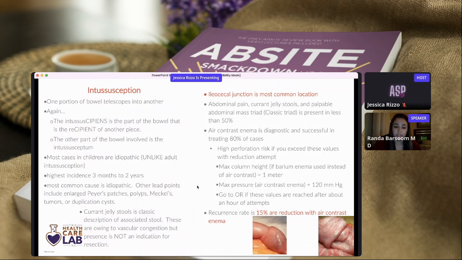First step in managing these is an air contrast enema. You can actually diagnose and treat about 80% of those cases. If recurrence occurs, which is usually in 15% of these, you can try a contrast enema again. I know people who would try a contrast enema or an air contrast enema twice or 3 times before they finally say, okay, it's time to take them to the operating room. But in 80% of these patients, they'll be able to go home after 1 or 2 enemas. Next.